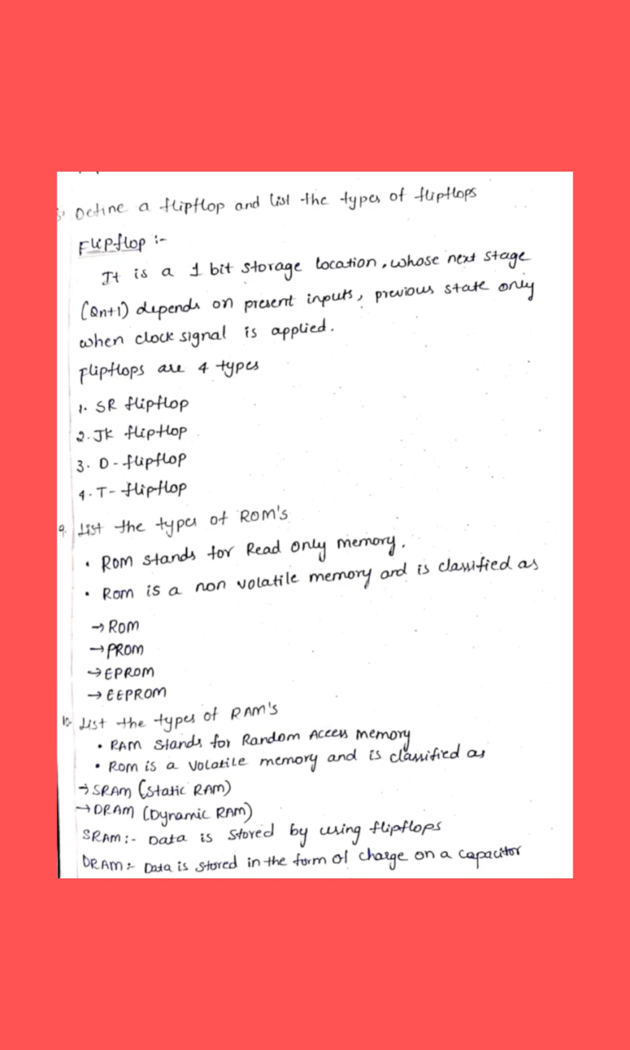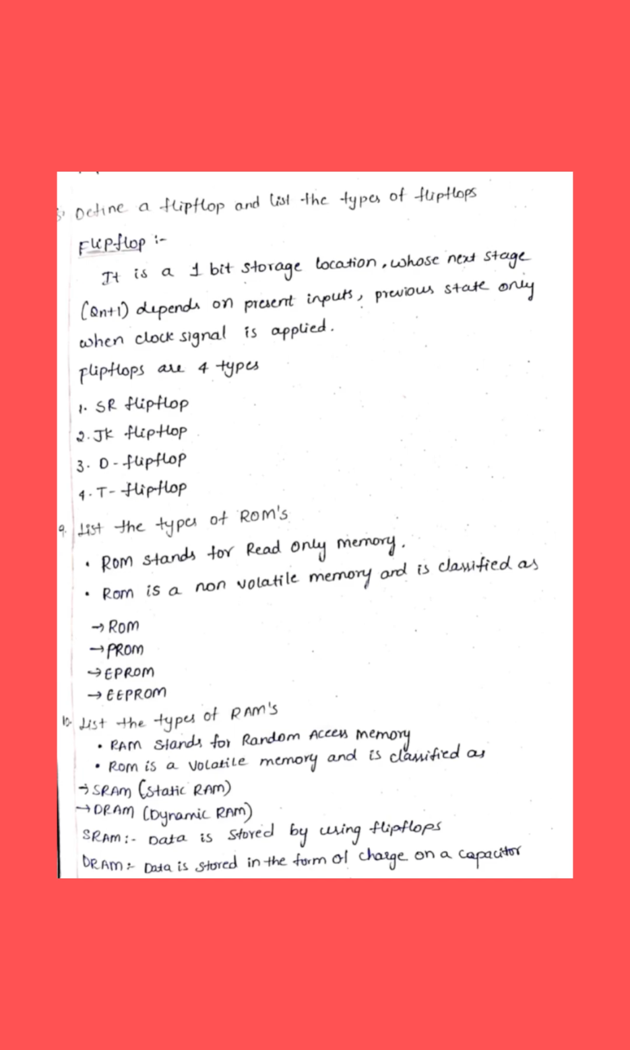Next question: define a flip-flop and list the types of flip-flops. A flip-flop is a 1-bit storage location whose next state, that is Qn+1, depends on present inputs and previous state only when the clock signal is applied. There are 4 types of flip-flops: SR, JK, D and T flip-flops.